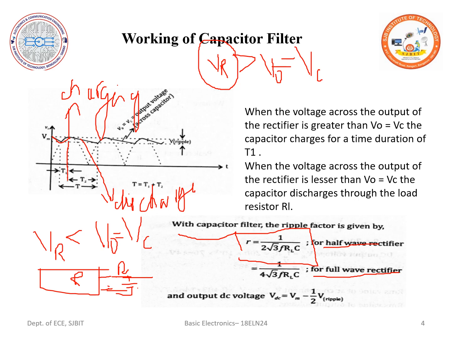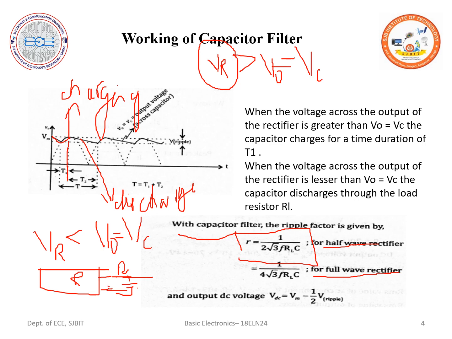If it is a half wave rectifier, the ripple factor is calculated with the formula r is equal to 1 by 2 root 3 f RL C, and for the full wave rectifier it is given by 1 by 4 root 3 f RL C, where f stands for frequency, RL stands for the load resistance value, and C stands for the capacitance value.